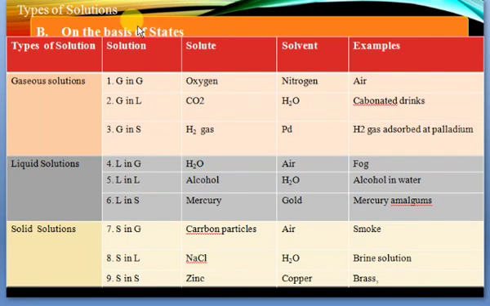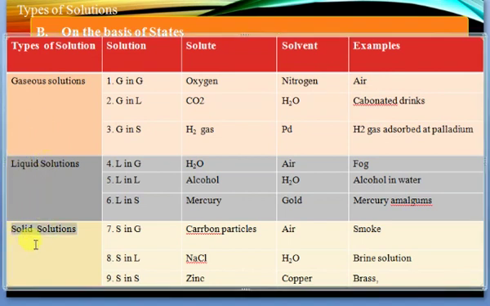There are basically three states of matter: solid, liquid and gas. So solutions can be classified on the basis of states. The solution may be a gaseous solution, or it may be a liquid solution, or it may be a solid solution. In the gaseous solution, the solute is basically a gas; in the liquid solution, the solute is basically a liquid; and in the third type, the solute is a solid. So here we have 9 types of solutions on the basis of states.